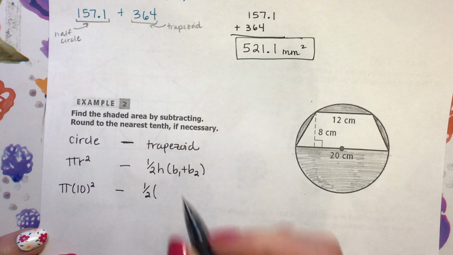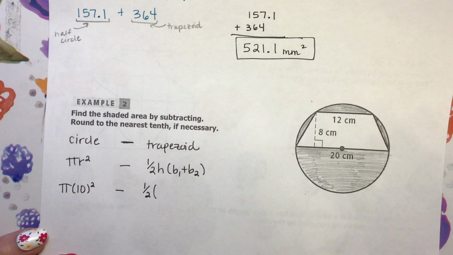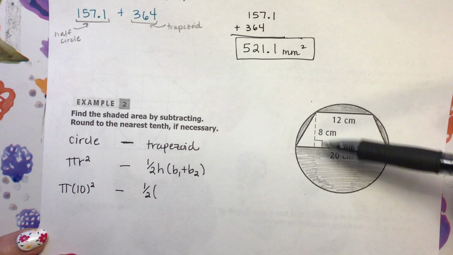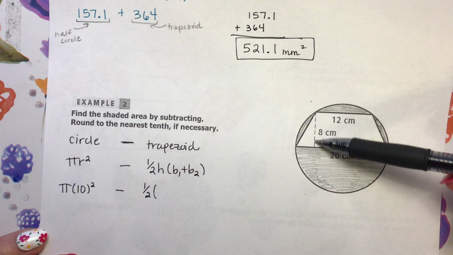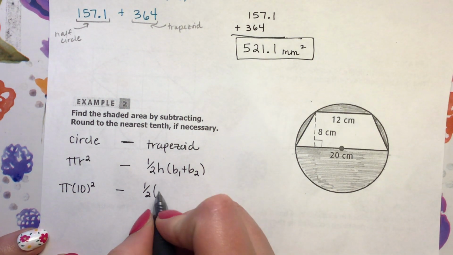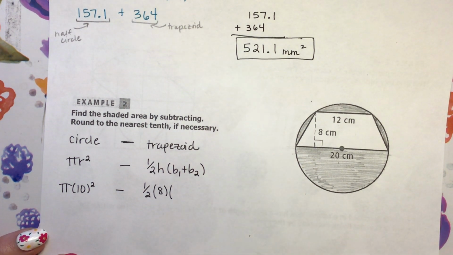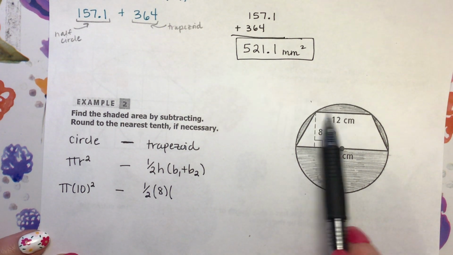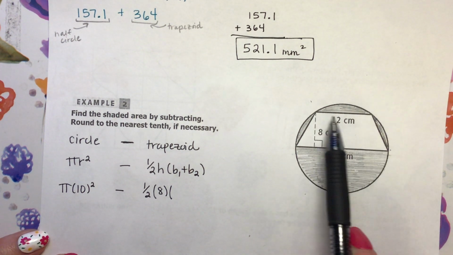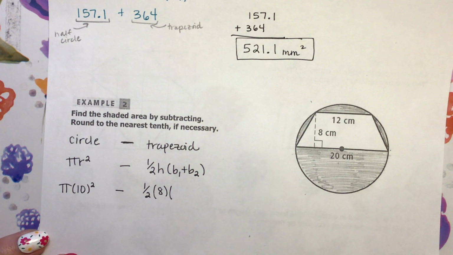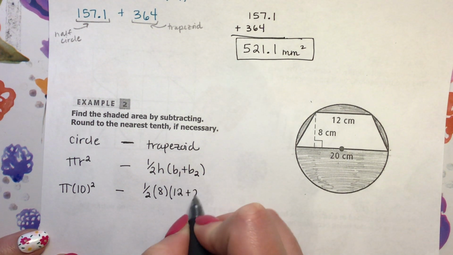What is the height of this trapezoid? The height is the vertical distance from the base to the base. So that is what this 8 is representing right here. So I have 8 for the height, and then I need the two bases. Well, the bases are parallel to each other, like I said. So this 12 and that 20 are the two bases. So I'm going to say 12 plus 20.